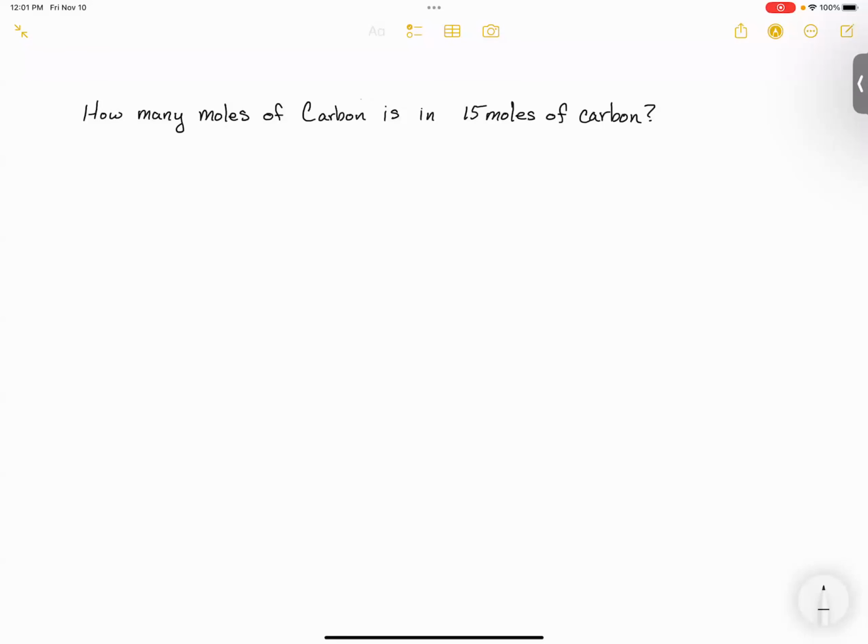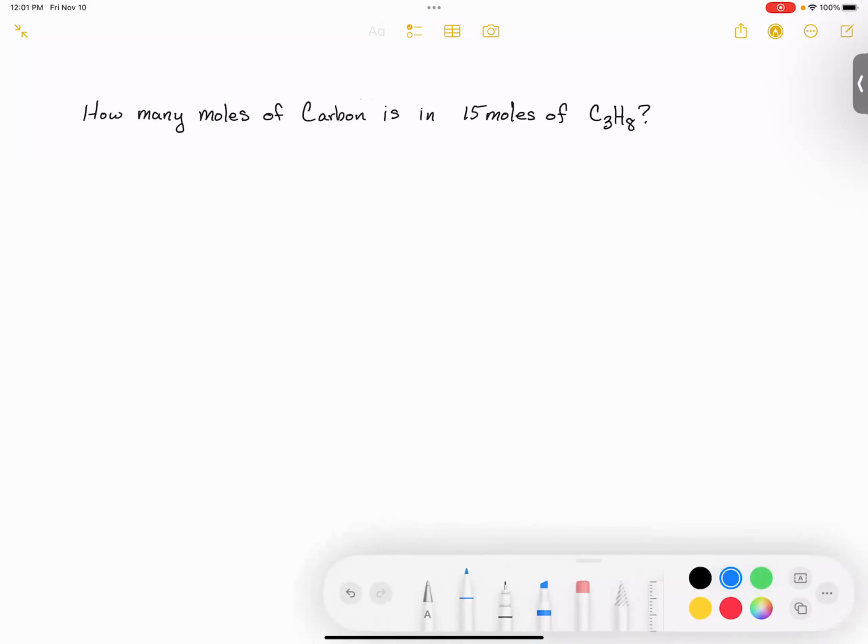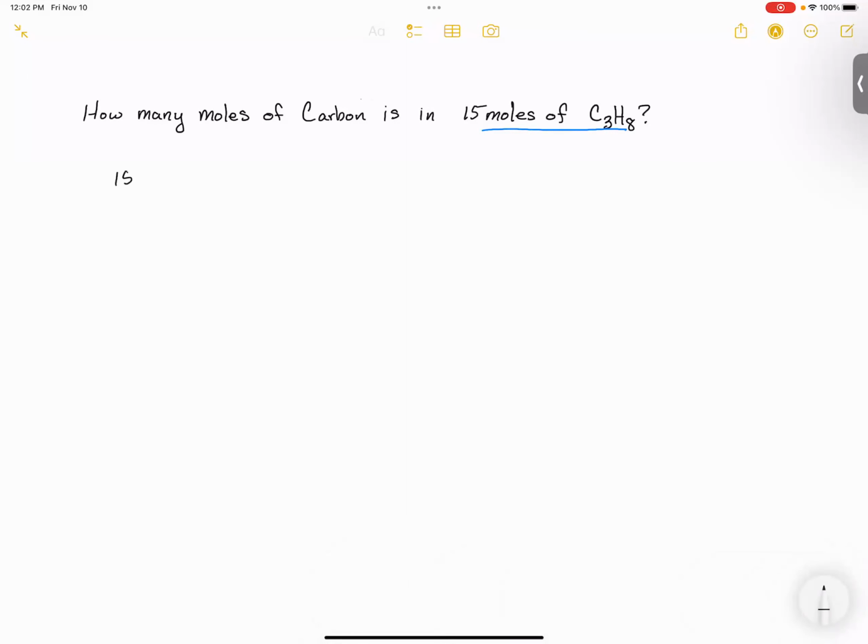How many moles of carbon is in 15... Let me rephrase that because that made no sense. How many moles of carbon is in 15 moles of C3H8? Propane, in other words. Okay, so we identify what we were given. We were given 15 moles of propane. We identify what we want to solve for. We want to solve for moles of carbon.